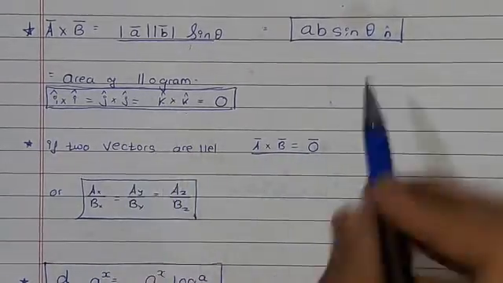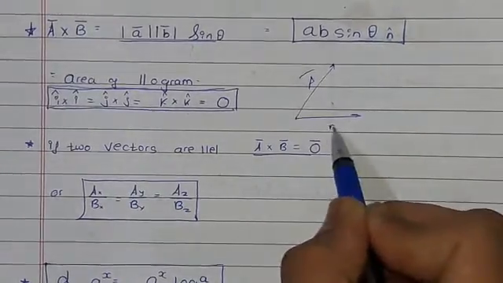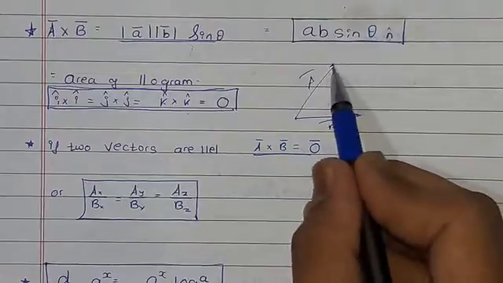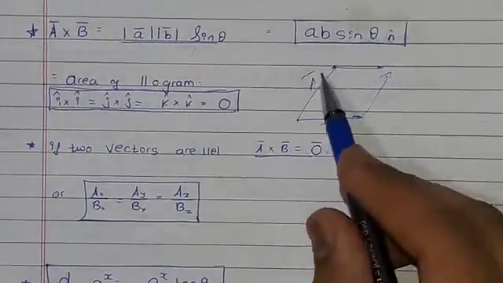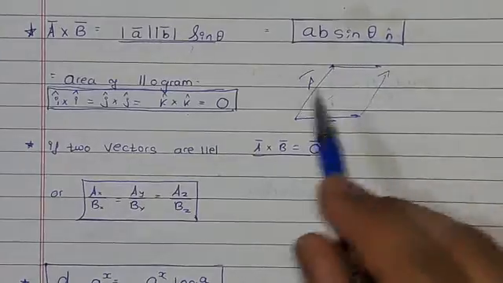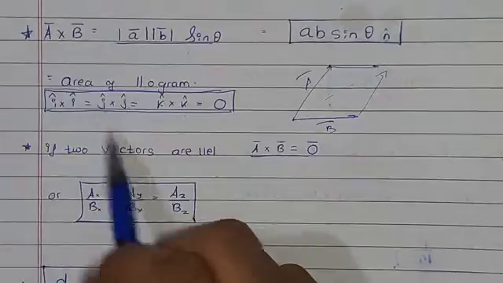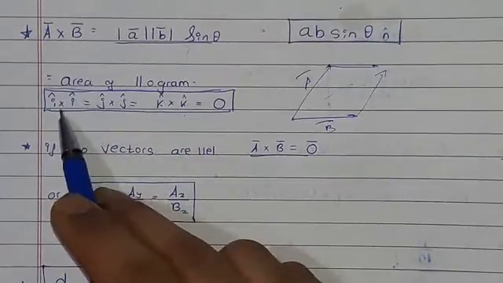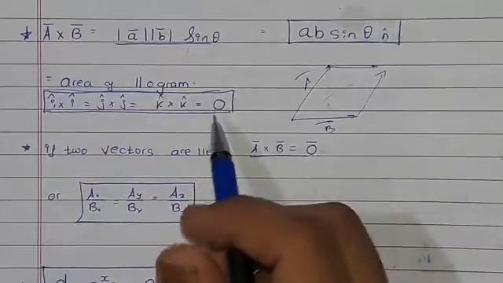Let this be A bar and let this be B bar. This forms the two sides of the parallelogram. This would be the third side, this would be the fourth side. So the whole area of the parallelogram can be depicted by A bar cross B bar. And i cap cross i cap is equal to j cap cross j cap is equal to k cap cross k cap is equal to 0.